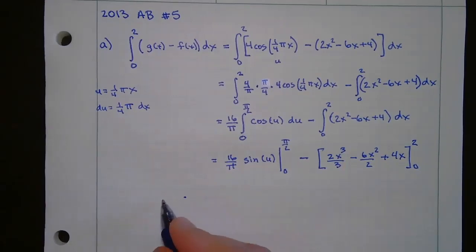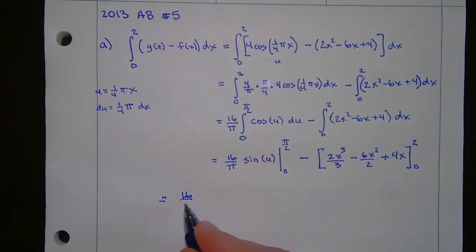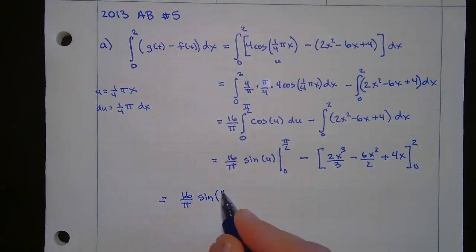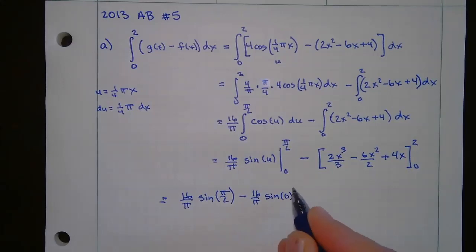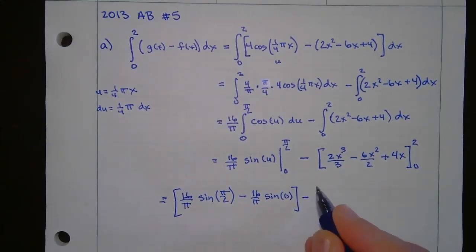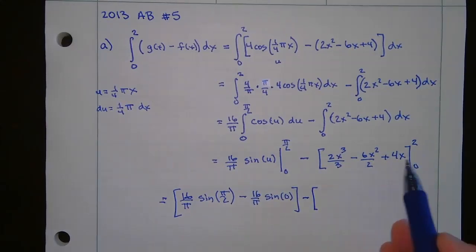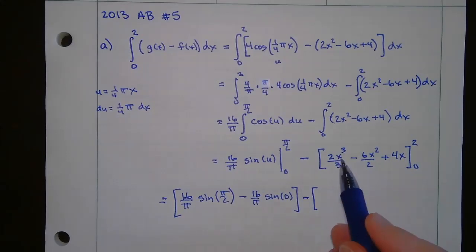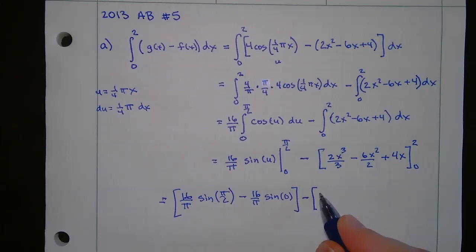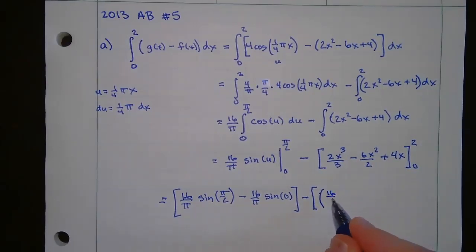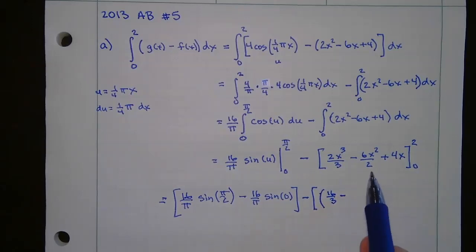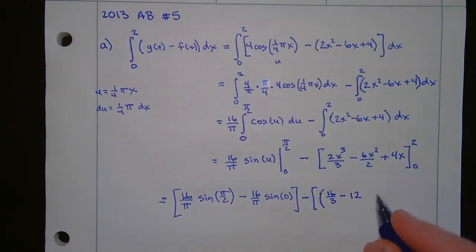All right, so then this, I'm going to slide over because I'm going to need some room here, okay? So this is equal to 16 over pi sine of pi over 2 minus 16 over pi sine of 0. I'm going to put that in bracket. Minus bracket. Okay, now I'm going to put 2 in here, and I'm going to simplify at the same time. So this would be 2 times 8, because 2 cubed is 8, so 2 times 8 would be 16, so this would be 16/3. And then minus, okay, 2 squared is 4, 6 times 4 is 24, and then 24 divided by 2 is 12, so minus 12, plus the 8.